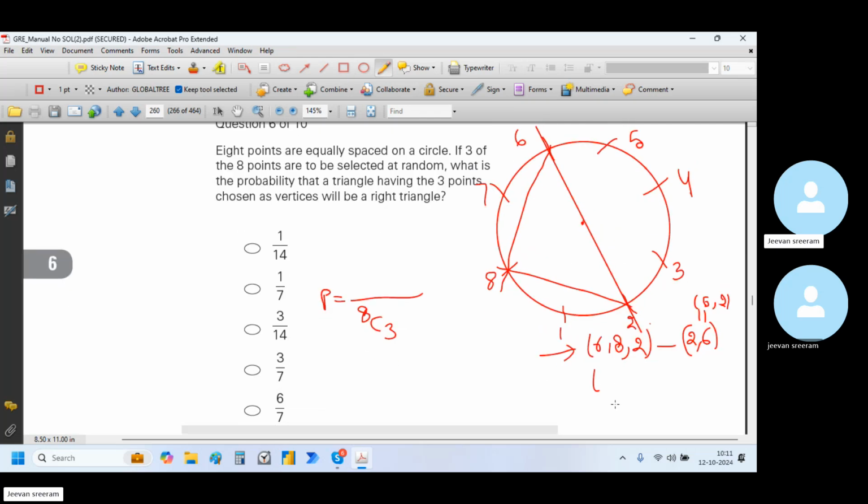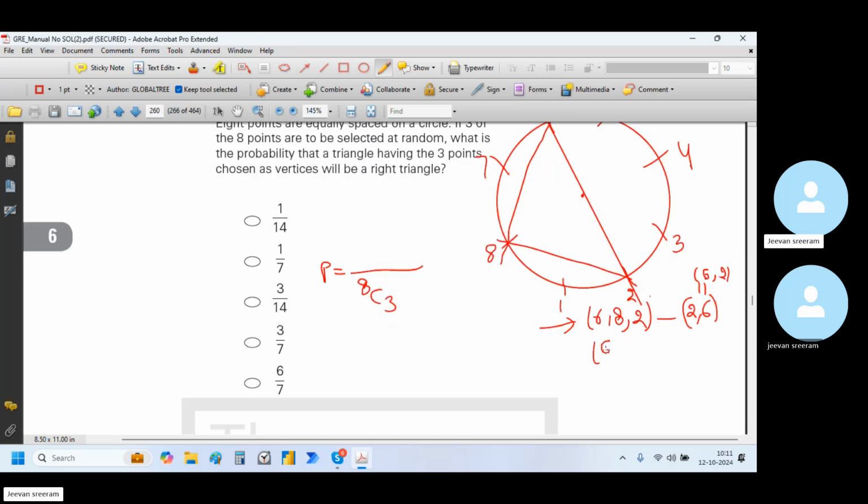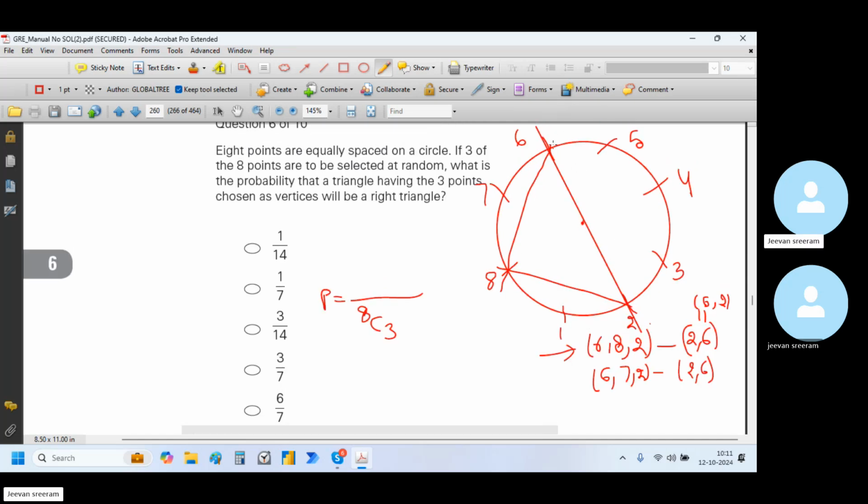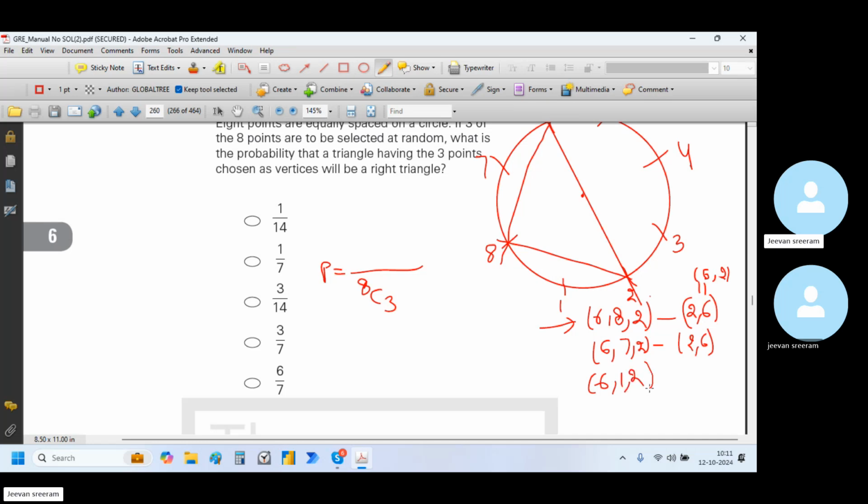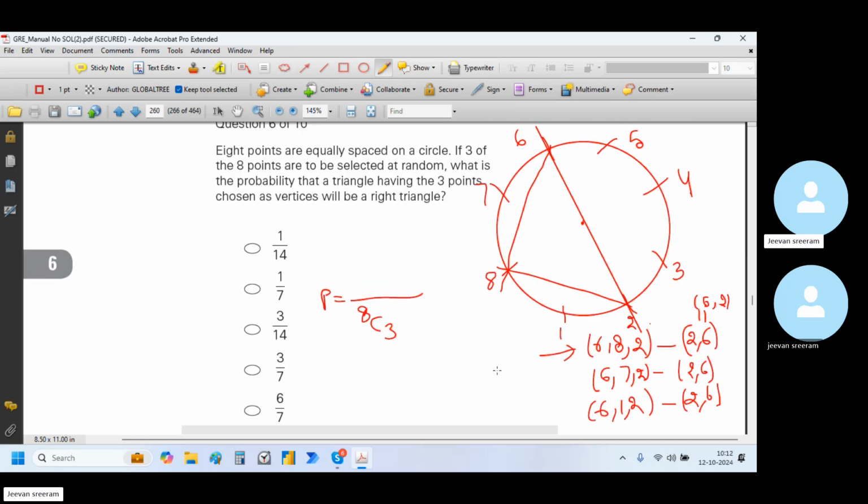You can form how many triangles? So next one is 6, 7, 2 with the same diameter. And then again 6, 5, 2, 6, 4, 2, right? And we can get 6, 1, 2 as well. Another favorable outcome. If you pick 3 vertices in this way, yes, you will get a right angle triangle. For this also 2, 6 is the diameter. For the same 2, 6, you can still get other right angle triangles like 6, 5, 2, 6, 4, 2, 6, 3, 2. So for one diameter, you can get 4 right angle triangles.